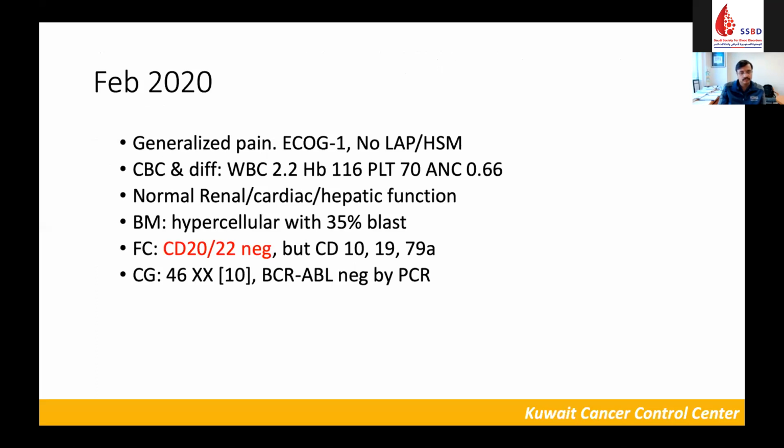Her bone marrow was hypercellular with 35% blast, and this time the flow cytometry was CD22 negative. Remember, she was treated with inotuzumab, and now she's CD22 negative, but the CD10, 19, and 79 were positive. So probably she is relapsing with a CD22 escape mechanism because she had received inotuzumab in the past. Her cytogenetics remained diploid in 10 metaphases, and BCR-ABL was negative by PCR.